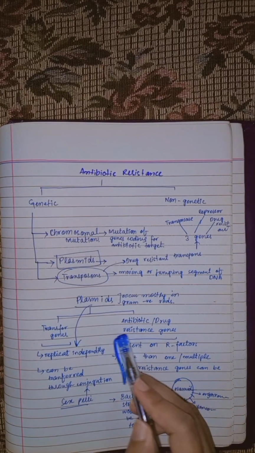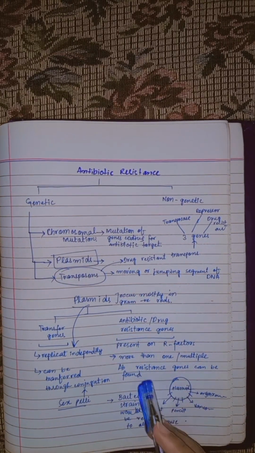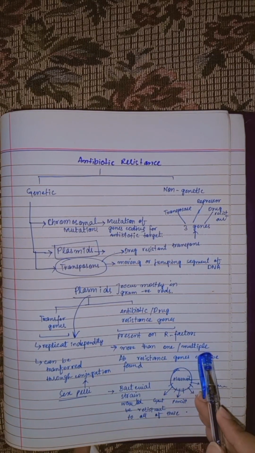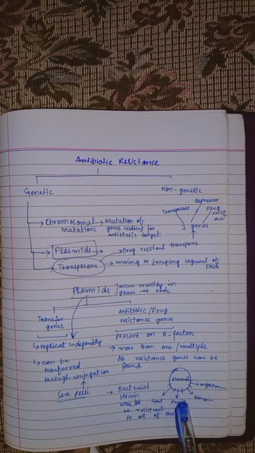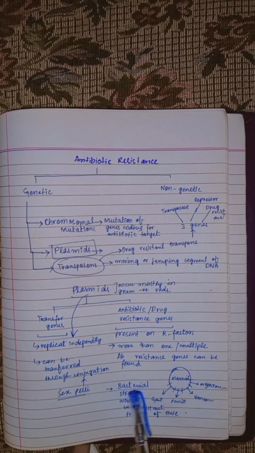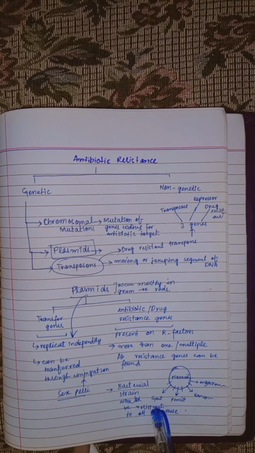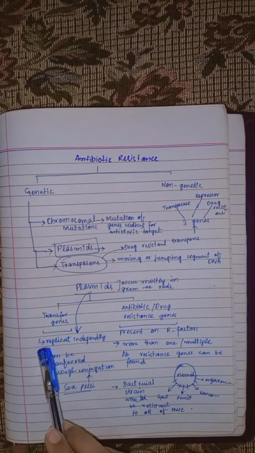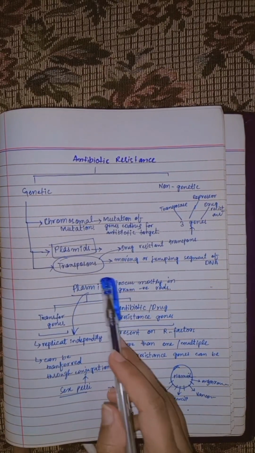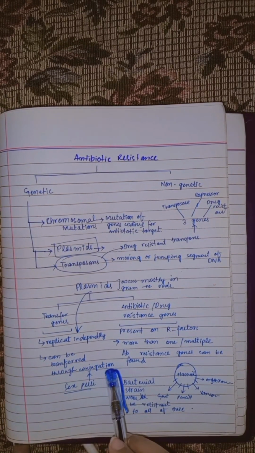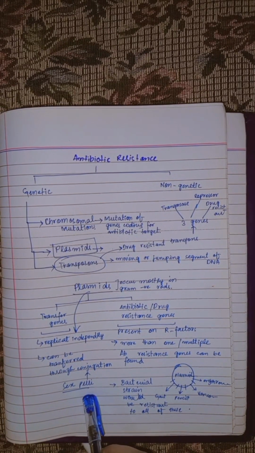So, antibiotic or drug resistant genes are present on R factors, and there may be more than one, or multiple antibiotic resistance genes. As you can see in this plasmid, which has genes for gentamicin resistance, penicillin resistance, erythromycin resistance, and vancomycin resistance. So, hence it is resistant to all of these antibiotics. And plasmids have transfer genes, and plasmids can be transmitted from one cell to another, and they can be replicated independently, and transmission occurs through conjugation by sex pili.